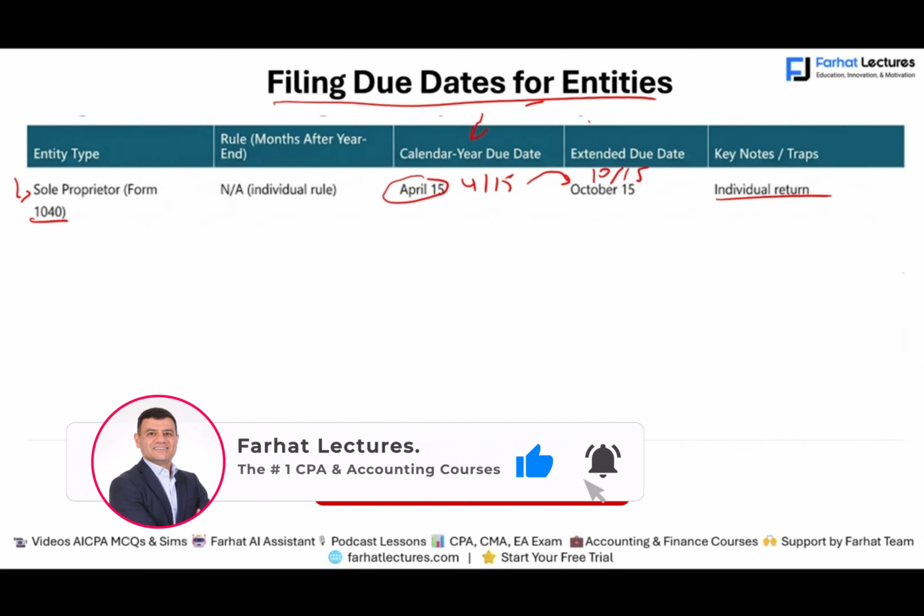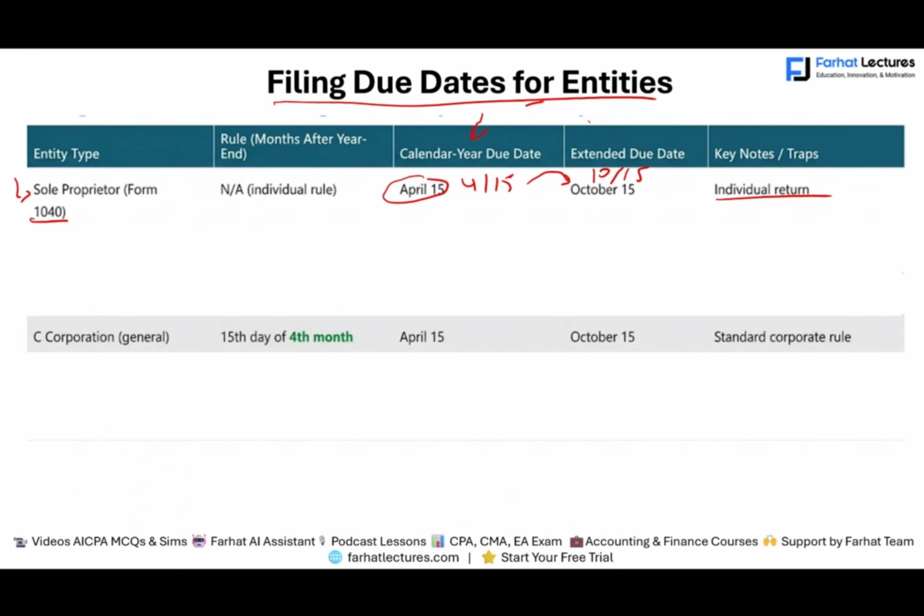Okay. So I'm going to move from sole proprietorship, which is an individual, to C corporation. Now, why did I move from sole proprietorship to C corporation? Because the C corporation is a separate entity. C corporation is the traditional or the standard corporate. The rule for the C corporation is, since it's its own entity, it's going to be just like an individual, which is April 15th.